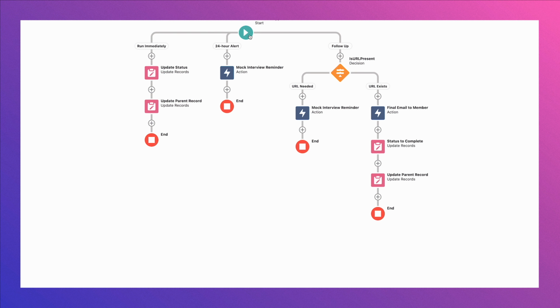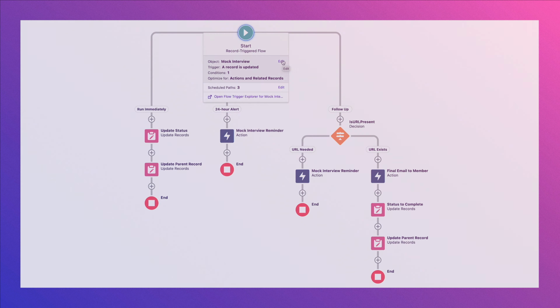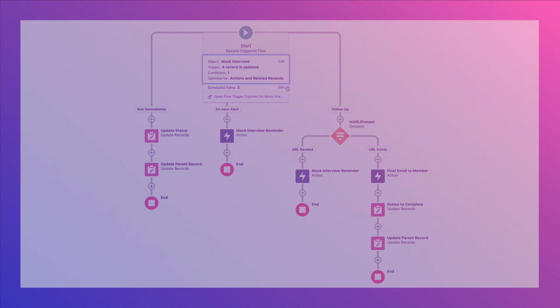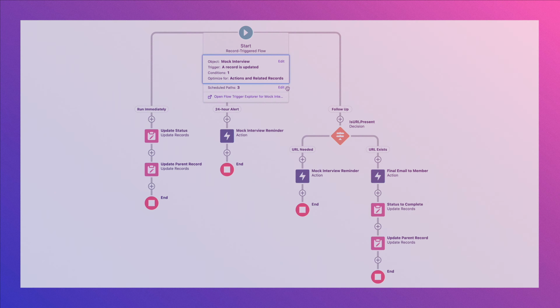The purpose of this flow is to perform several automated tasks on the mock interview child record and the account parent record. This flow begins when the mock interview is scheduled and the record is updated. At this point, the 3 scheduled paths are initiated.